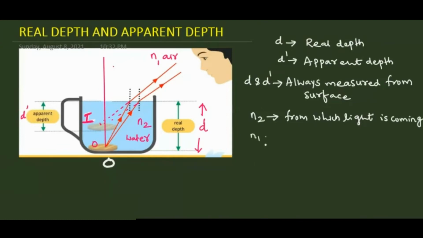Then N1 means the medium into which light is going. So here N2 means the medium from which light is coming. The light is coming from this medium, bending and entering into the ice. The medium from which light is coming is considered as N2, and the medium into which light is going is considered as N1. These are the standards. Any doubts? No, sir.